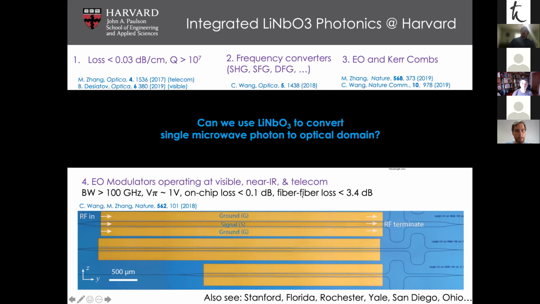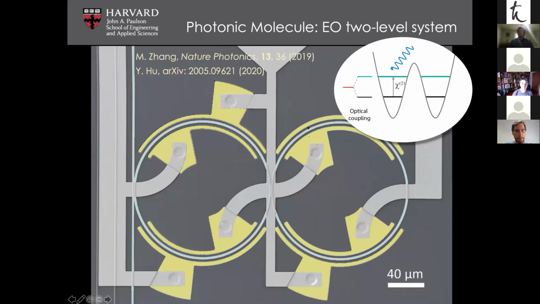But the first motivation for application of lithium niobate in quantum for us was actually to try to see if we can make these quantum transducers, where we would want to take one microwave photon emitted by a superconducting qubit and turn it into one optical photon. So that was the idea, and the question is, can this be done? And the platform that we have been working on for some time now is actually pursued now by a few other groups around the world as well.